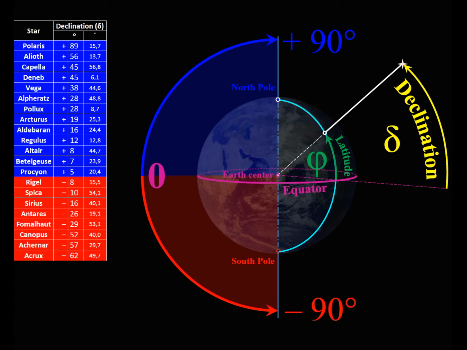The main reason why stars change their position in the sky is the rotation of the Earth around its own axis. As the Earth rotates, the projection of the star traces a circle of latitude that corresponds to the declination of the star.